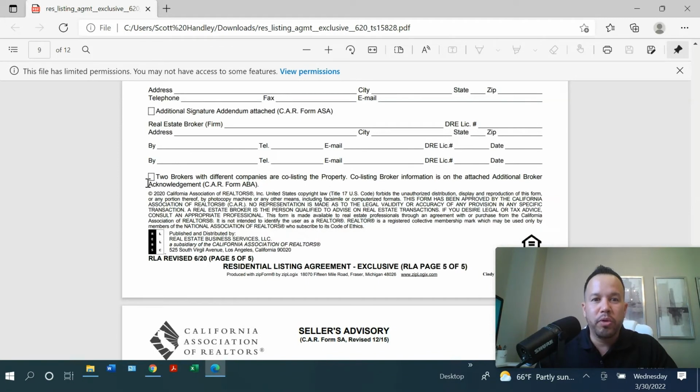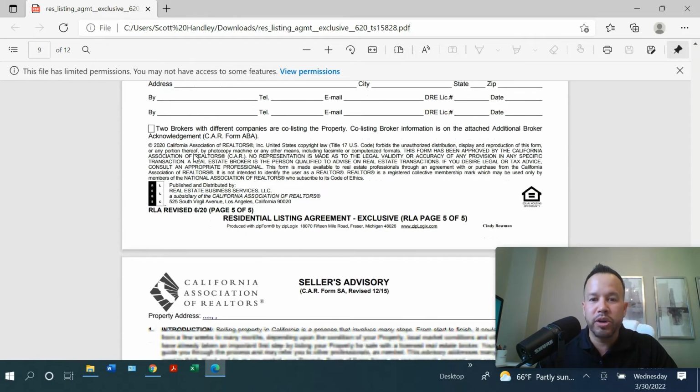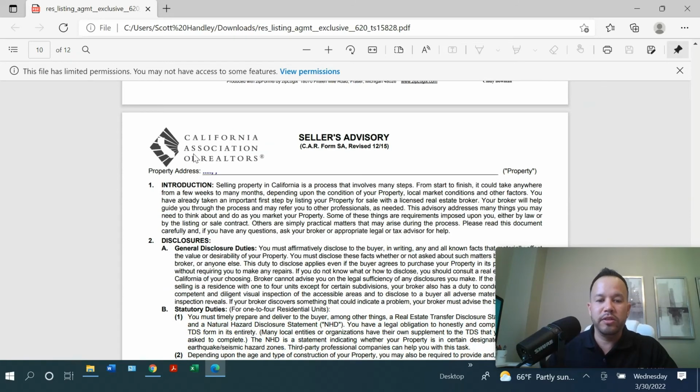If there's two brokers that are cooperating from two different companies on a listing, that's where this box would be checked here. And then we would have to fill out an ABA form, which we'll have a training on further down the line. And that's it. Once you get the ink on this, you're ready to go to sell the home. But let's move on. SA, the seller advisory, and also the CCPA.